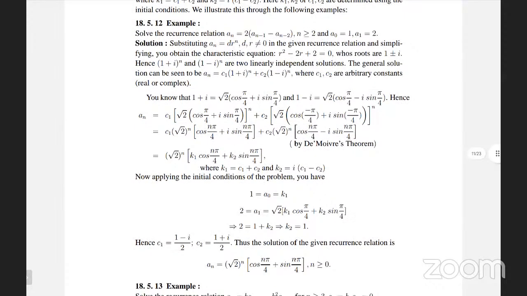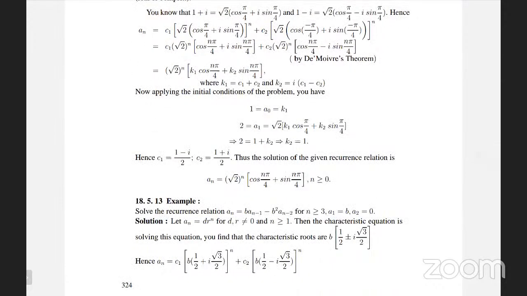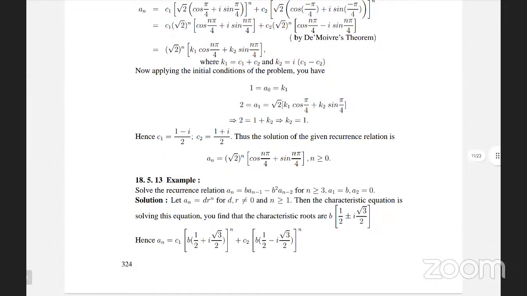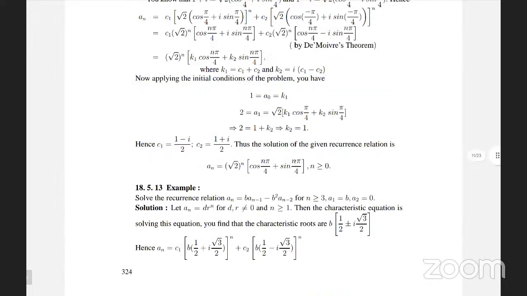Then you substitute the initial conditions. What is a0? It is 1, and a1. So after that we can find k1 and k2. If you substitute k1 and k2, that is our required answer. This is called the complex roots case. If we get complex roots, this is the procedure.